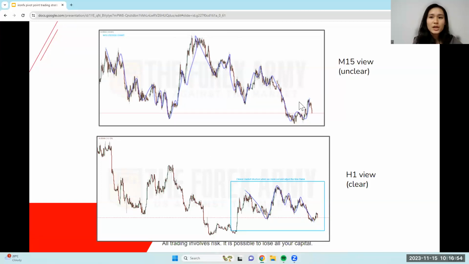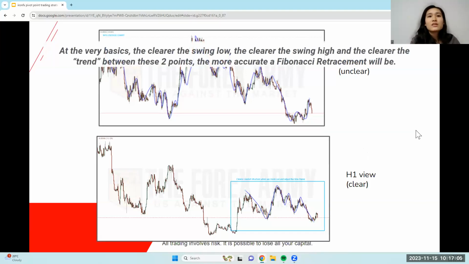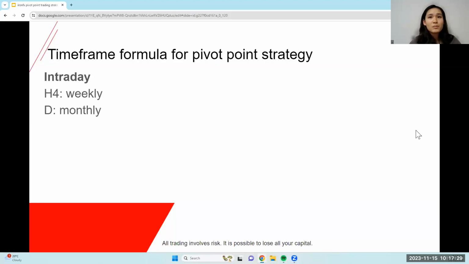If we're looking at the same chart but on an H1 view, we see that the market structure is a lot clearer. So the point that I'm trying to make here is simply that the clearer the swing low and the clearer the swing high, the clearer the trend between these 2 points, the more accurate your analysis will be. So here I'm talking about Fibonacci retracement, but of course, this applies for pretty much anything, like your pivot points as well, because especially for your Fibonacci pivot points. Okay, but the time frame formula for pivot point strategy for intraday it's H4 and weekly it's monthly.